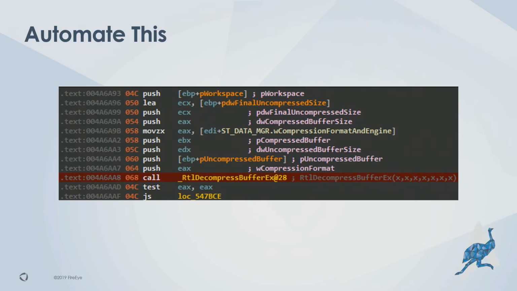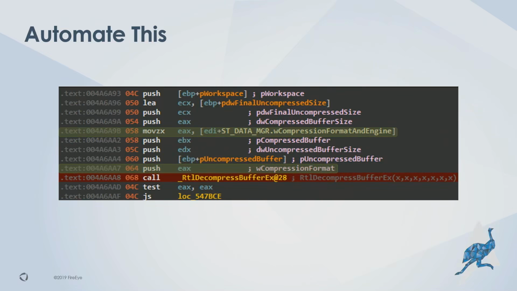RtlDecompressBuffer is at the end of the line in our page retrieval process. Demeter mentioned that the page was stored in mem compression and that we would pull it out of there and then decompress it. Well, this is where that actually happens. So let's try our hand at automating the first argument going into it. That first argument, as we can see, is the compression format. Normally it would be Xpress LZ77 here. Now let's backtrack a bit, and we can see that it comes out of the ST data manager structure.